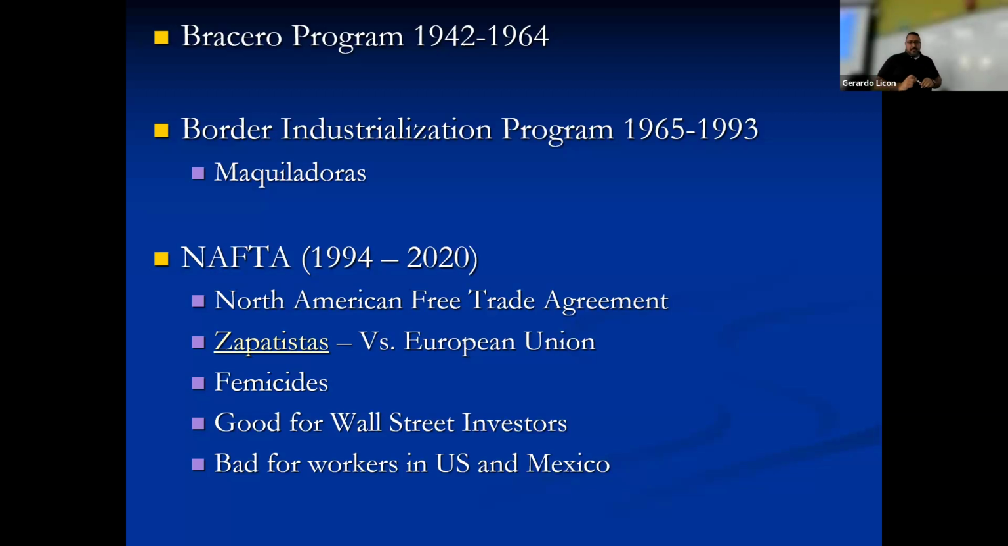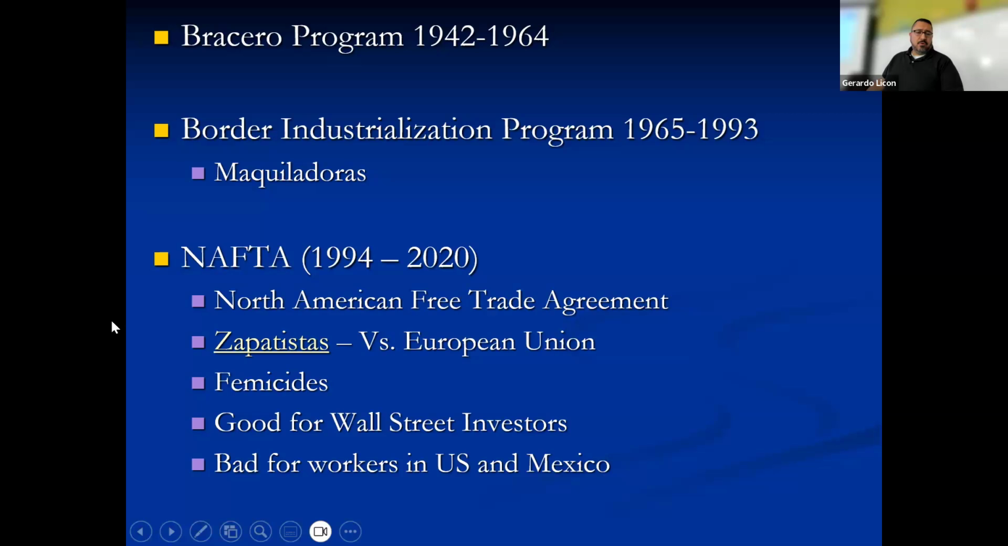Yeah. Some of the keywords with regard to that. So NAFTA, how is NAFTA different from the border industrialization program? Those maquiladoras no longer were limited to just along the US-Mexico border. They can now be in any part of Mexico. They also no longer required any Mexican ownership. They could now be 100% US owned in Mexico.